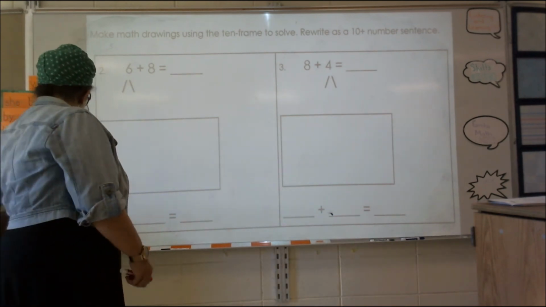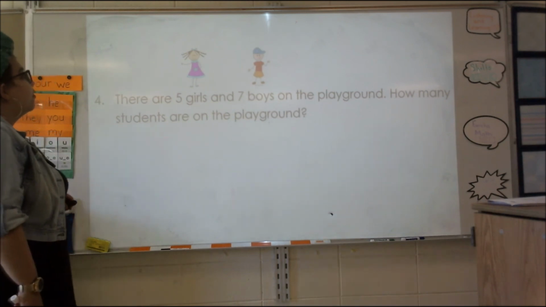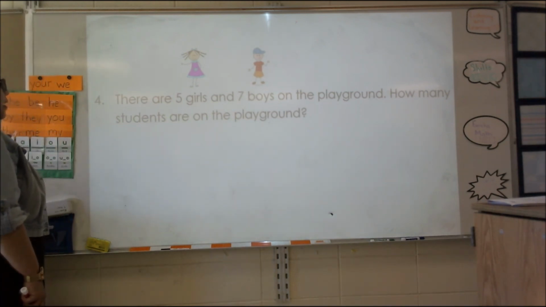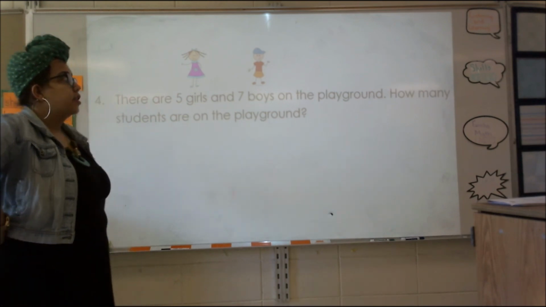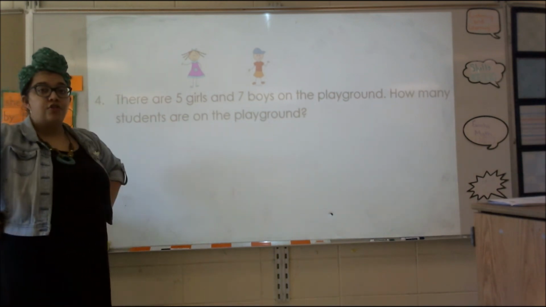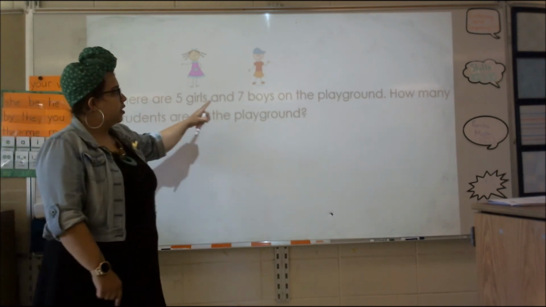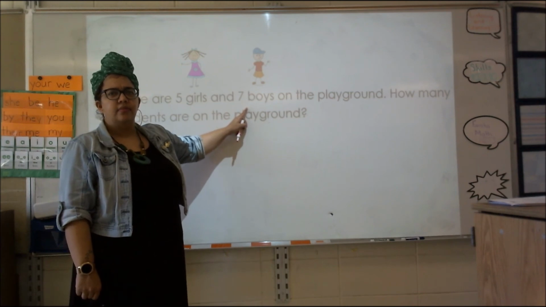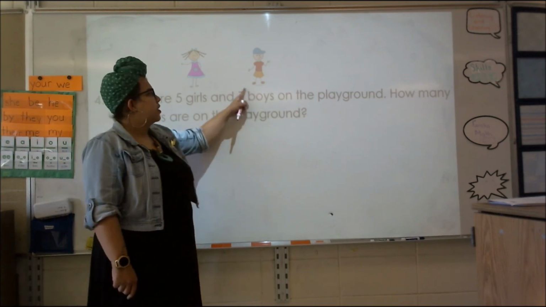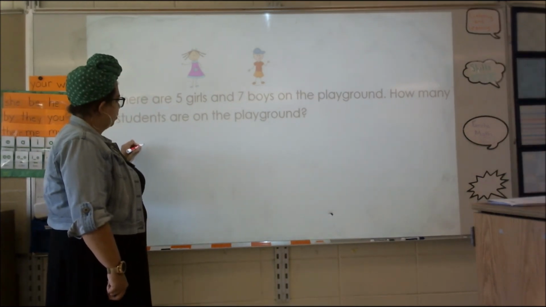Okay. The next one reads, there are 5 girls and 7 boys on the playground. How many students are on the playground? Okay, let's draw to represent the number of children on the playground. So should we draw the girls first or the boys first? Let's draw the boys first because that is a group of 7. So the boys can be circles.